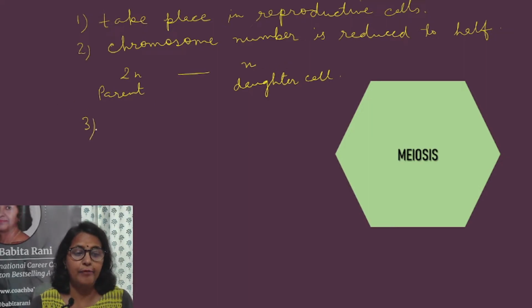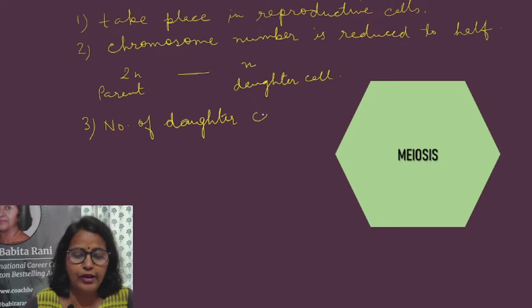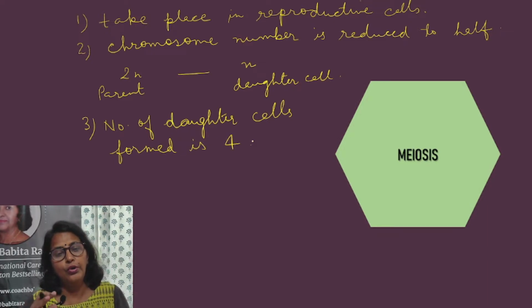What about the number of cells that are formed after each meiotic division? The number of daughter cells formed is 4. I told you 2 divisions take place in case of meiosis.